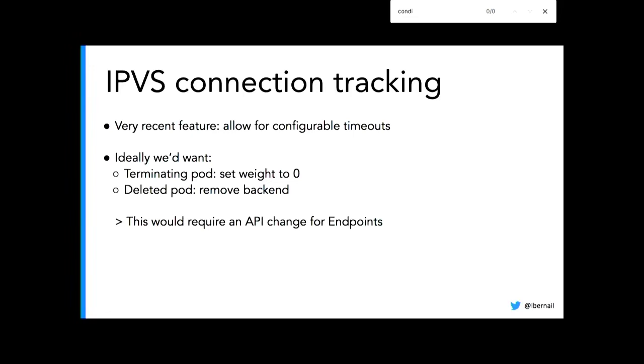Ideally, what we want is to be able to set the weight to 0 when the backend pod enters terminating state, and just remove it when the pod is deleted. But the current endpoint API doesn't allow this.